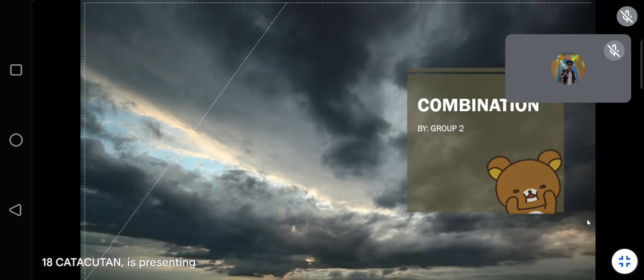Okay, so good afternoon, everyone. We are Group 2, and our report for today is about combination. You may also open your books on page 272 to be able to follow. So, in our previous lesson, we have learned all about permutation, which is the first counting technique, and now we are going to focus on combination. So, what is combination? Take it away, Aliyah.